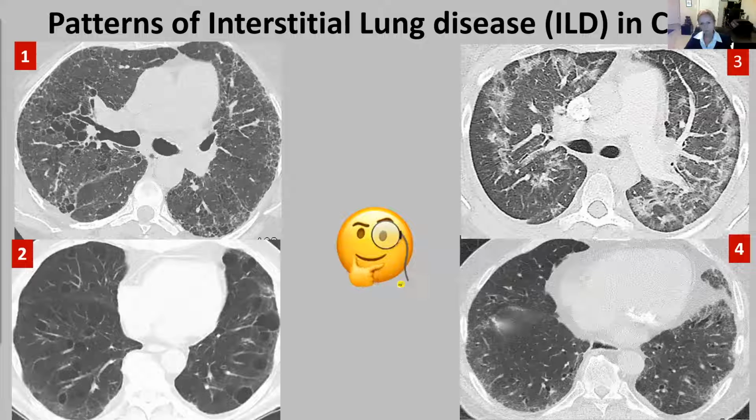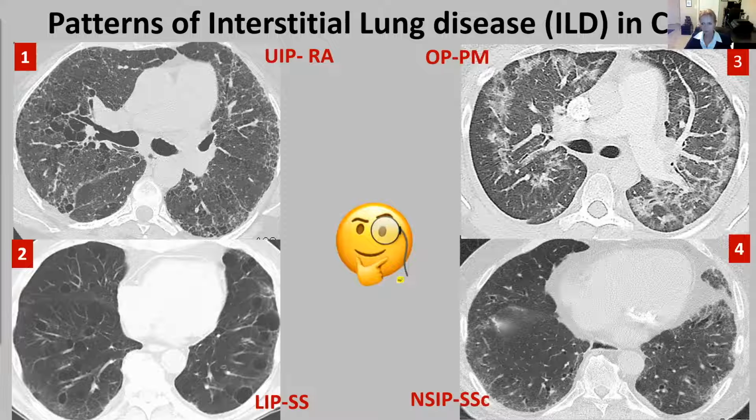So let's go back to these images. Hopefully after this review, and maybe even before, you said something like that. UIP pattern in this patient, which is most common in rheumatoid arthritis. There is also airway involvement, most likely. This patient has LIP, so there is a good chance that the patient has Sjogren's syndrome.